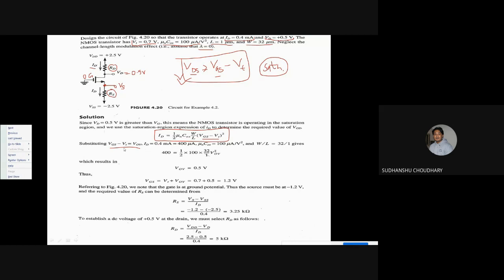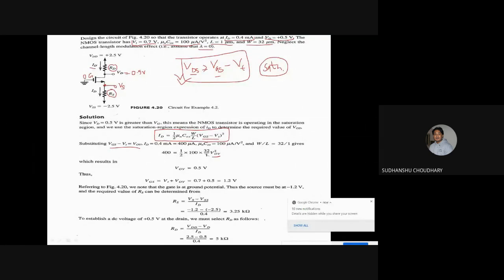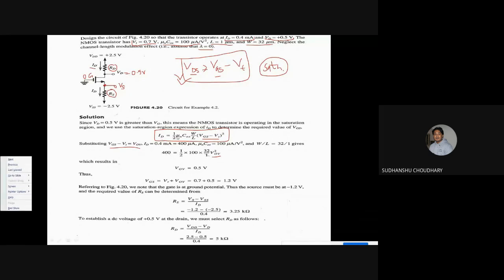So from this one can find out this term, VGS minus VT. Let's say VGS minus VT is the overdrive voltage. That means this becomes VGS minus VT whole square, that is V overdrive square. Then we put in ID and mu n Cox 100, W by L 32 by 1, and V overdrive whole square. This gives me V overdrive, that is VGS minus VT, as 0.5 volts.